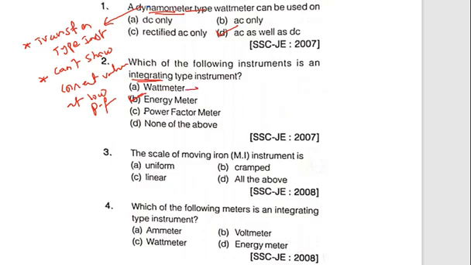And wattmeter, ammeter, voltmeter, all these are indicating type instruments, not integrating. Very important, this one also. Ammeter, voltmeter and wattmeter are indicating type instruments, but energy meter is an integrating type instrument.